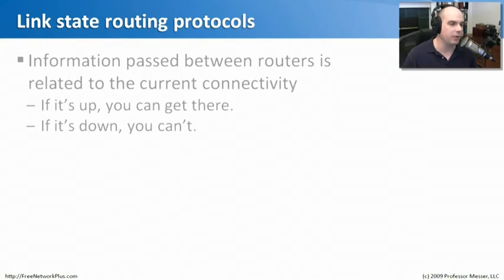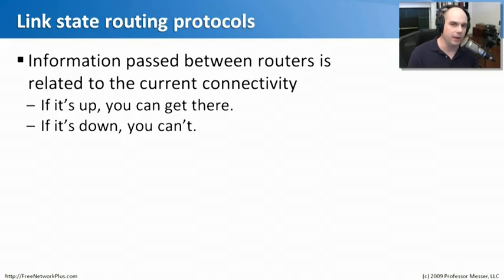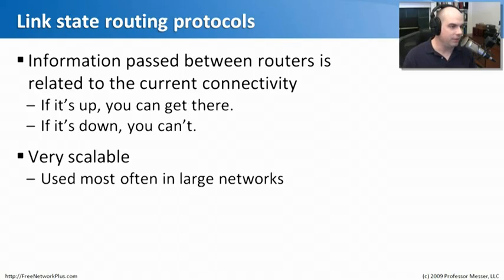The link state routing protocols get their name because the information that routers talk about amongst each other is related to the link, the current connectivity. If the link is up, then you can go there. If the link is down, you can't go there. Pretty basic, pretty simple in the way that it operates. But there are some very complex protocols that determine if a link is available and if we can route between those. This is very scalable, and it's used very often in very large networks, because understanding the state of the link is oftentimes a complex process that involves a router understanding a lot about the entire network.